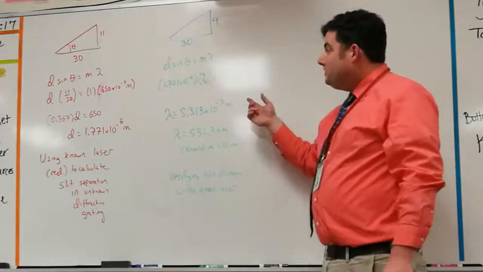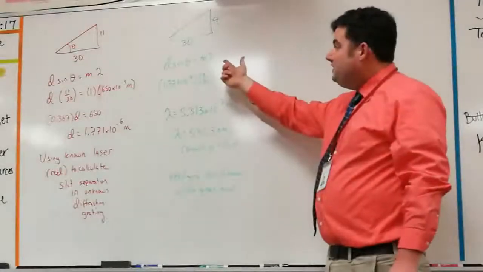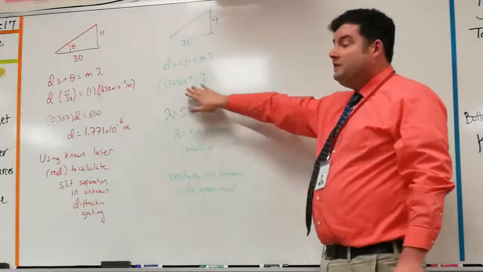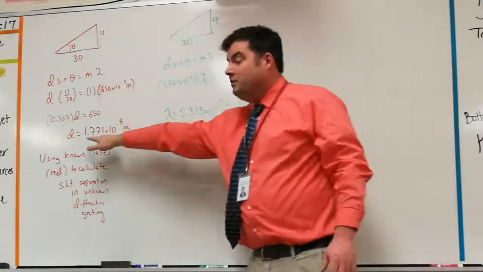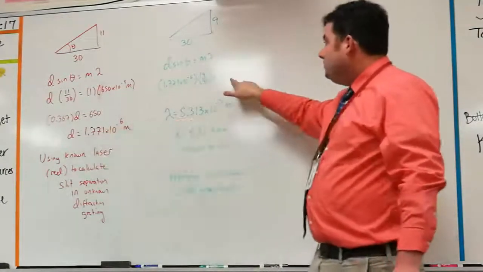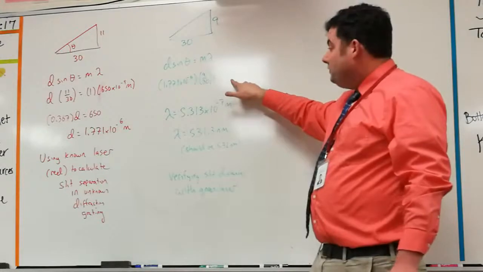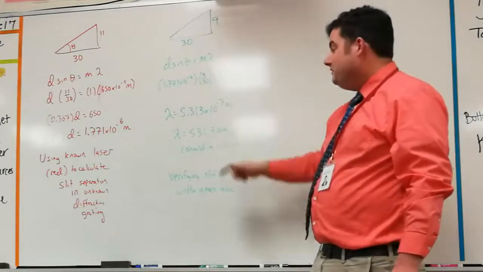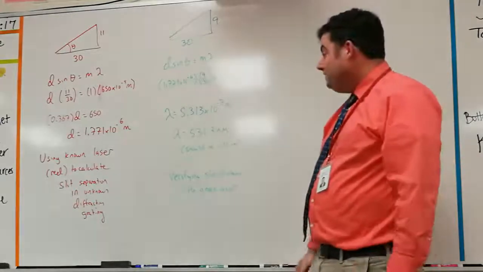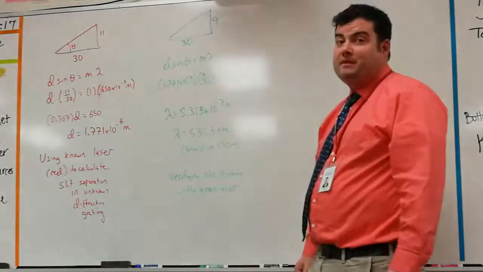All right, so same calculation as before, d sine theta equals m lambda. The only difference now is we're going to use our calculated value of slit separation that we got with the red laser, and we're going to solve for wavelength. So for the green laser, we get a wavelength of 531.3 nanometers. It should be 532. I'm pretty happy about that.